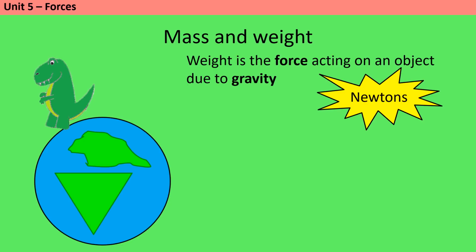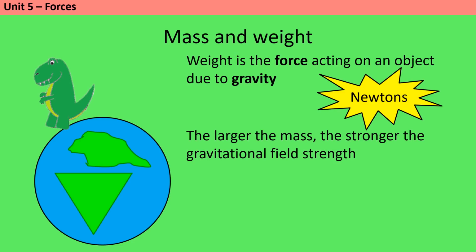Now, any object with mass that enters a gravitational field experiences a force called weight, and because it's a force, it must be measured in newtons. Gravity doesn't just affect planets or other really big objects like the moon, but the strength of a gravitational field is determined by the mass of an object. So Earth's gravity is about 10 to the 24 times bigger than yours, so you don't really notice that you have gravity, but you do.